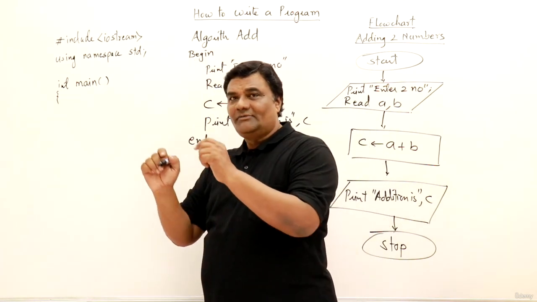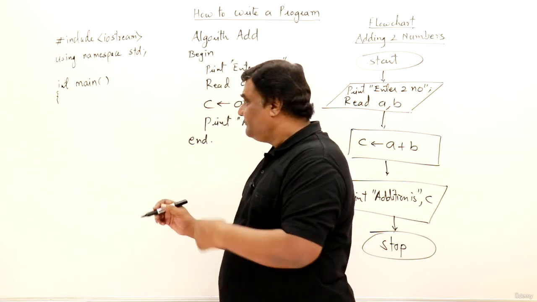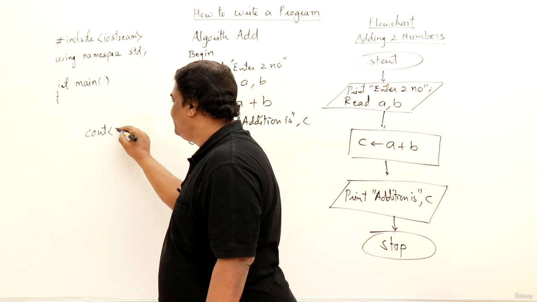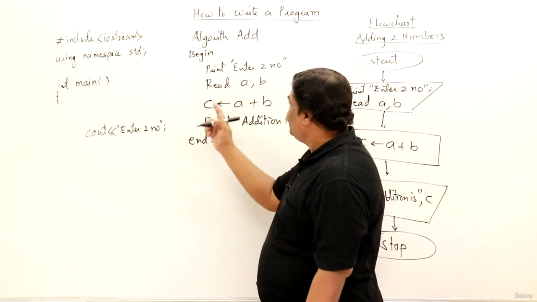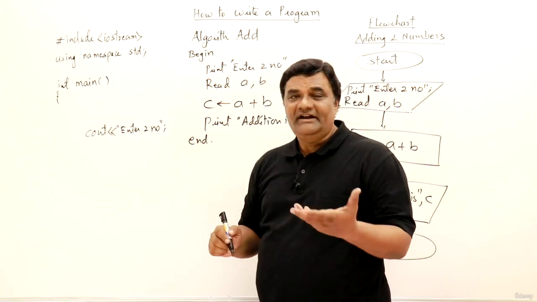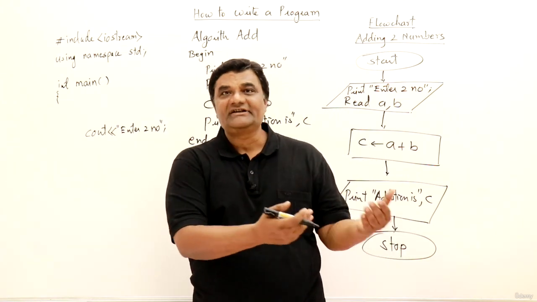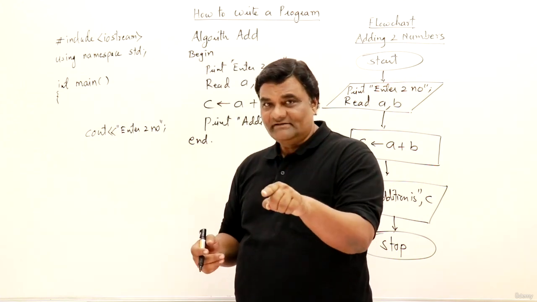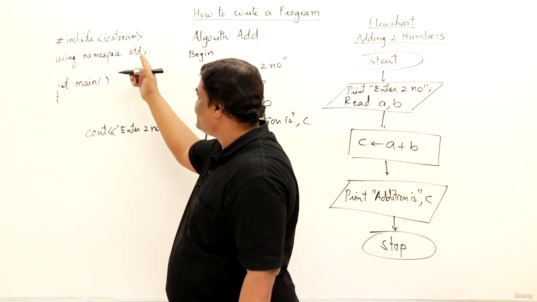How to print anything on the monitor? Cout, we know that. So here I will write cout enter two numbers. This will print this message on the screen. The next thing, read A and B. A program will read some numbers or data from the keyboard. For that, we have an object called cin, and that is present in std. This cout and cin are present in std.